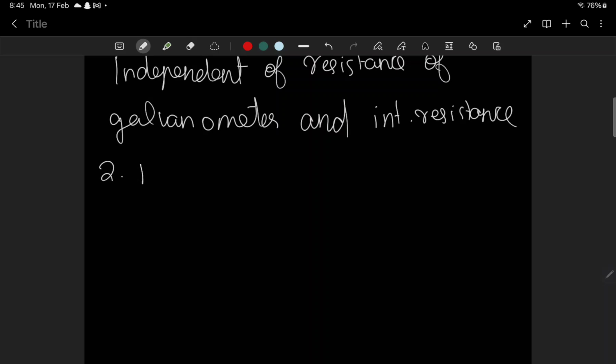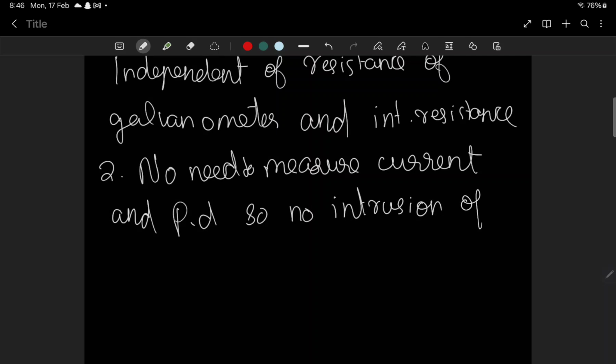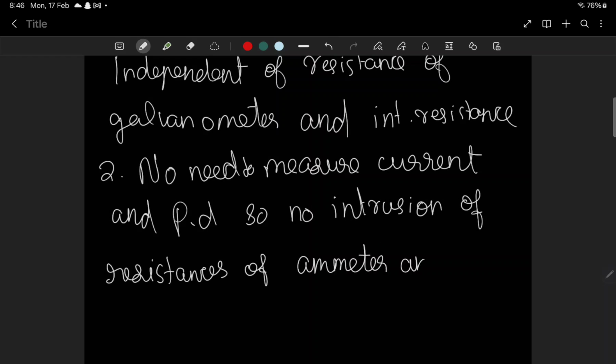Next, no need to measure current and voltage. There is no measurement of current and voltage, only the resistances we know, we keep them and take values accordingly. No need to measure current and potential difference, so no intrusion of resistances of the ammeter and voltmeter.